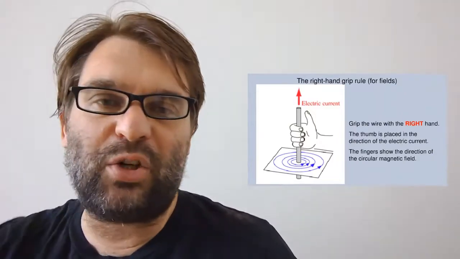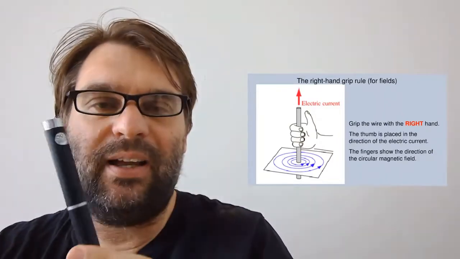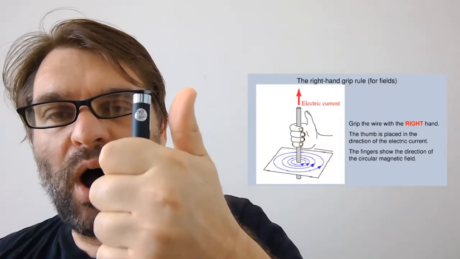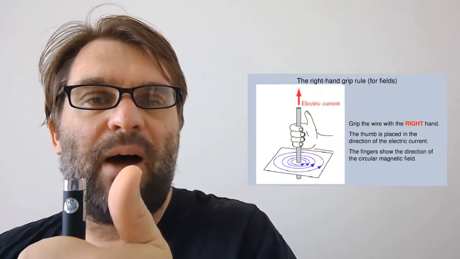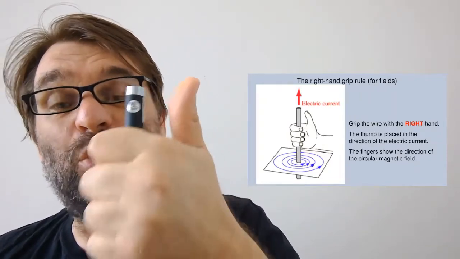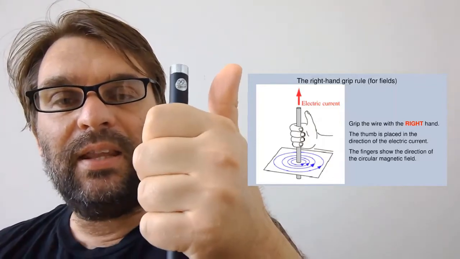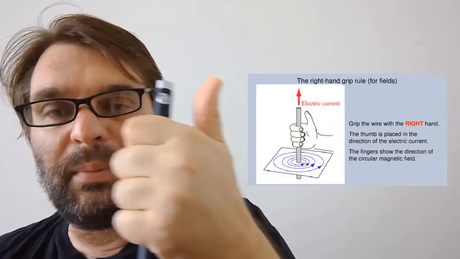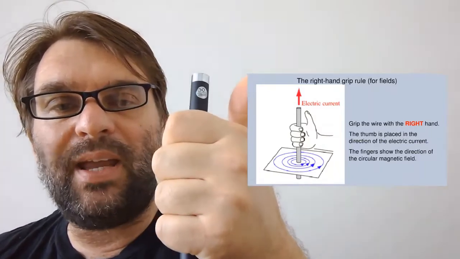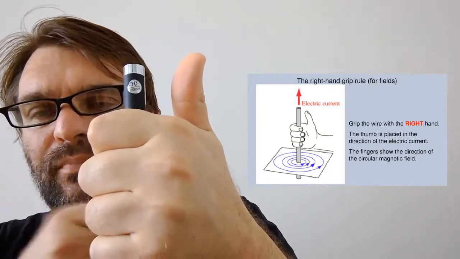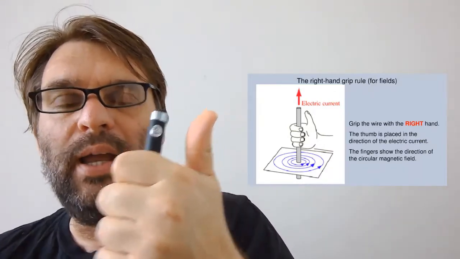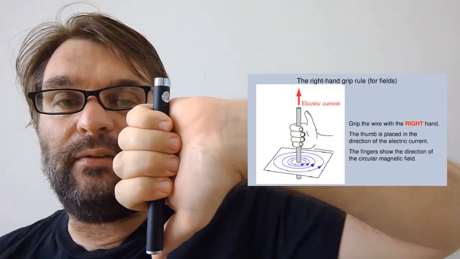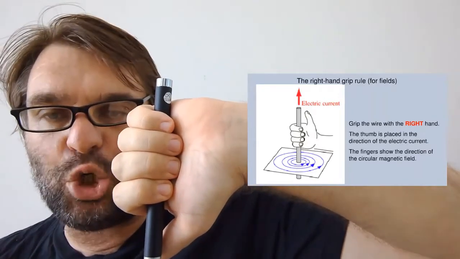So here is my trusty wire. If we take our right hand and grip the wire, you will see that the thumb points in the direction of the electrical current. That means the direction of the circular magnetic field is going to be anti-clockwise. It's the direction our fingers are going around the wire. And of course, if you change the current direction, then the direction of the magnetic field will also change.